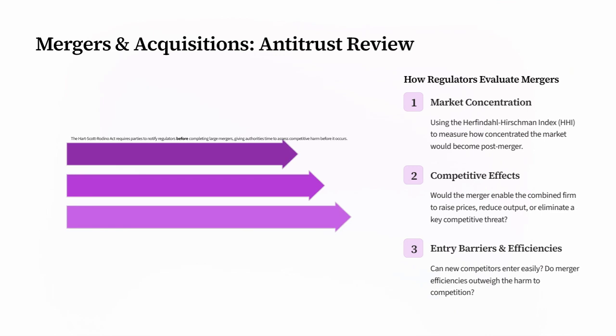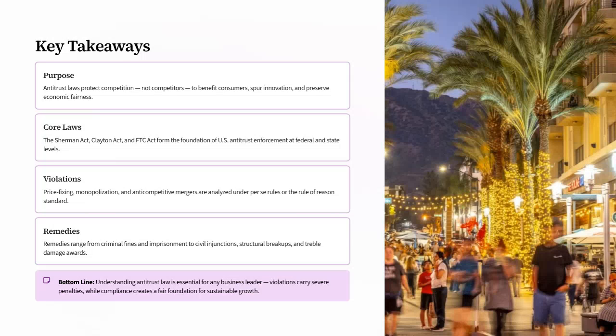Antitrust law protects competition, not competitors, with the goal of benefiting consumers, encouraging innovation, and promoting economic fairness. The Sherman, Clayton, and FTC Acts provide the legal foundation. Violations include price fixing, monopolization, and anti-competitive mergers, with remedies ranging from fines to breakups and treble damages. Compliance supports sustainable growth.